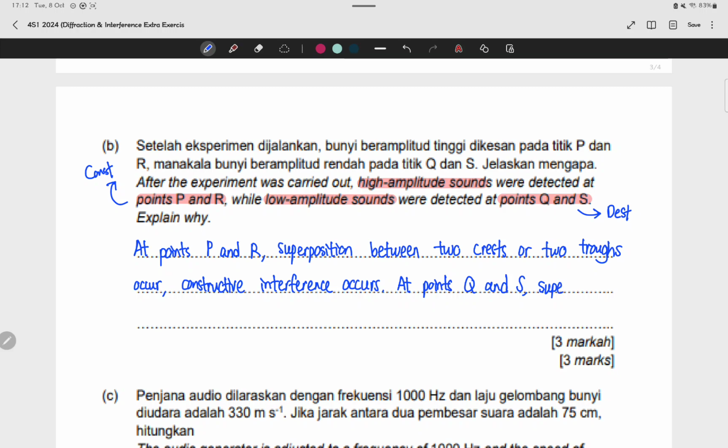Okay, what happened? They will undergo superposition. Remember, superposition is the general name. Under superposition, we have constructive and destructive superposition. So at points Q and S, superposition of crest and trough occurs. So destructive interference occurs. So this is your answer. Why? Because we know that high amplitude means a loud sound, so when we think of loud, of course it is constructive, because big becomes bigger. Okay, but low amplitude means a very small sound, so we know a small sound is because it has no energy, right? And in a wave, energy is your amplitude, so how do you get no amplitude? You must undergo destructive interference, because one crest meets one trough. Okay. Alright, so that is for question B.